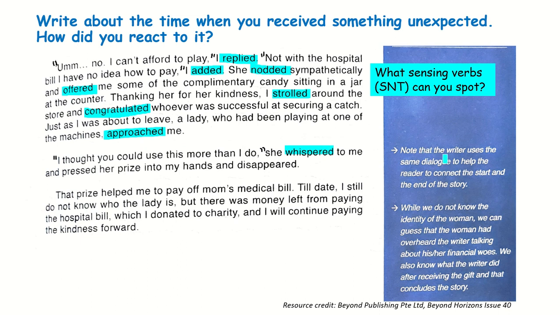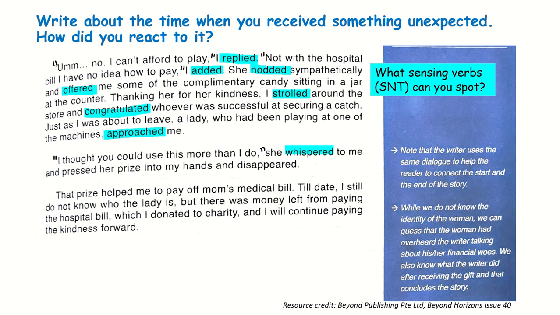Okay, you can see that she will walk towards you, and then whispered to me. So notice that the writer uses the same dialogue to help the reader to connect the start and the end of story. You can only do this if you planned your essay. Okay. So these are some of the sensing verbs that help you paint the picture, to let you see what was happening in this personal recount.